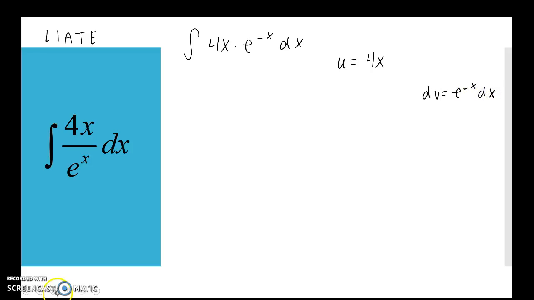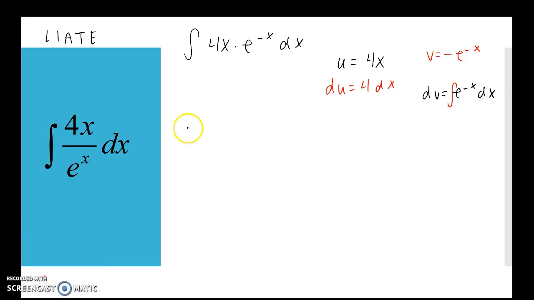Okay, so from these pieces, I now find the derivative of u, so this would be 4 dx, and then I find the antiderivative of dv. With the u substitution here, u would be negative x, which gives me a derivative of negative 1, so the antiderivative would be e to the negative x. We do not need the constant of integration when we're finding the expression for v.